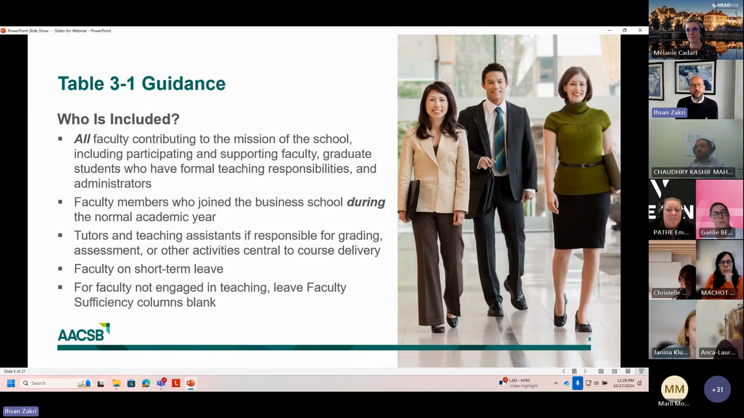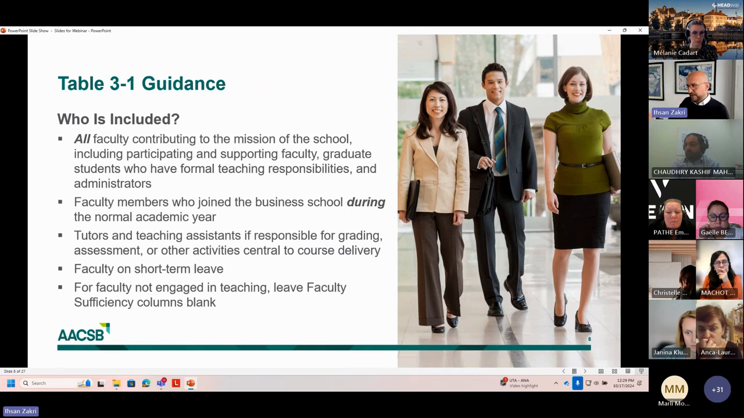But one of the questions we are always confronted with is who is included? Who do we put in table 3.1? Believe me, we get this often. Every time I was like, who is in? Anyway, simple answer, all faculty contributing to the mission of the school, including participating and supporting. So the main thing to identify, participating and supporting are included in the table. So it's not only participating; those you have identified as supporting faculty are also included, meaning you have different contracts for them, or they only teach, they don't have other activities, so they are counted as supporting faculty, and they are included in the table.